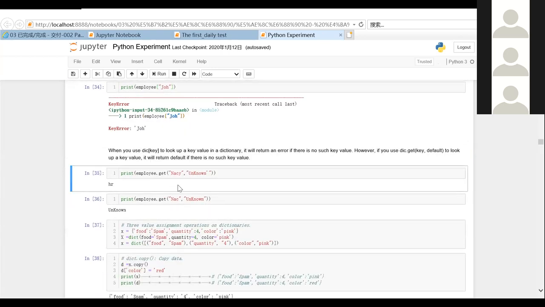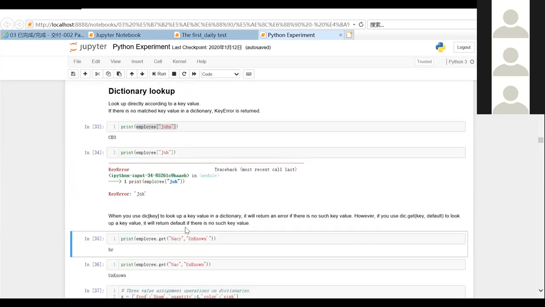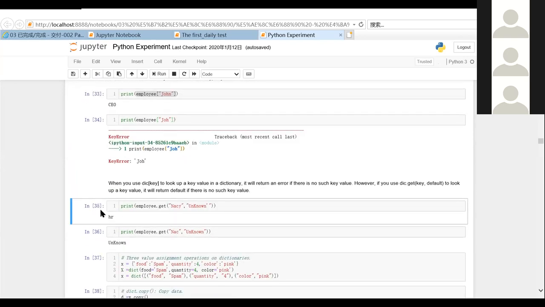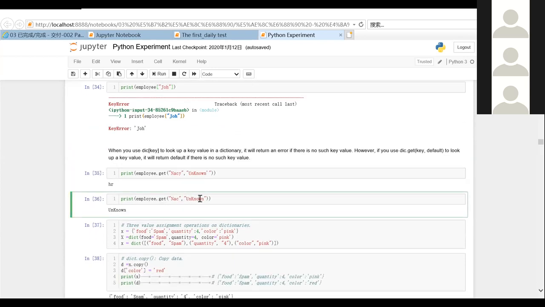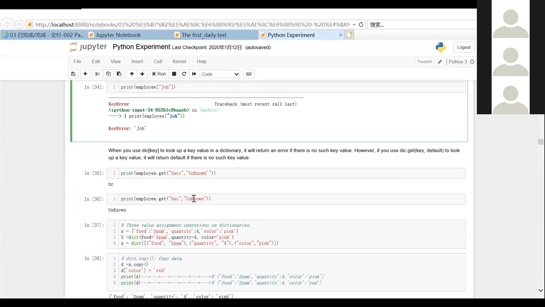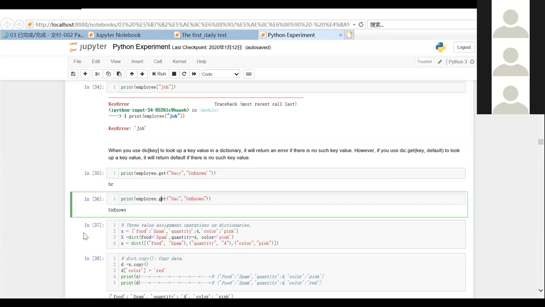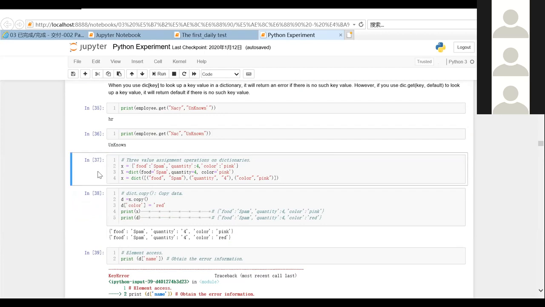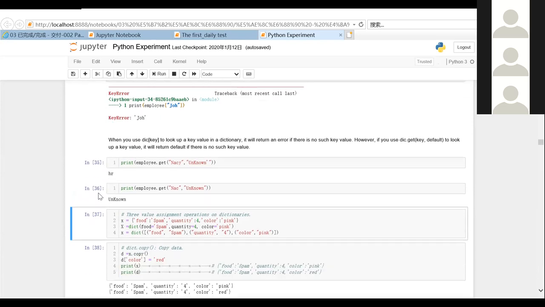Also, we can use employee.get. That means we can also get the value for the corresponding key. But here, get can be followed by a default argument. That means if there is no such key, the output will be "unknown". That is the difference between this expression and the get method. So that is how to create a dictionary.